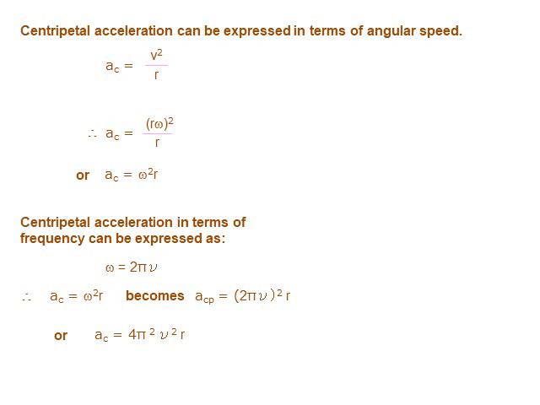Now, centripetal acceleration can be expressed in terms of angular speed. As we have calculated, a_c equals v square by r, and we know that v equals r omega. So by putting this in, you get r square omega square upon r. So ultimately a_c equals omega square r. And if we have to express it in terms of frequency, you know that omega equals 2 pi nu. By putting the value, you get (2 pi nu) whole square into r.